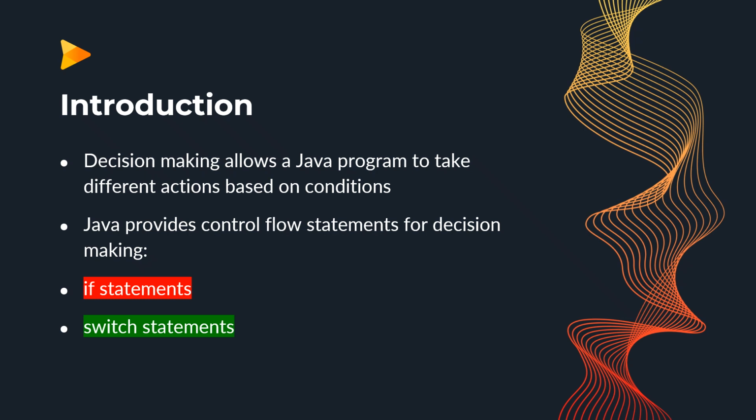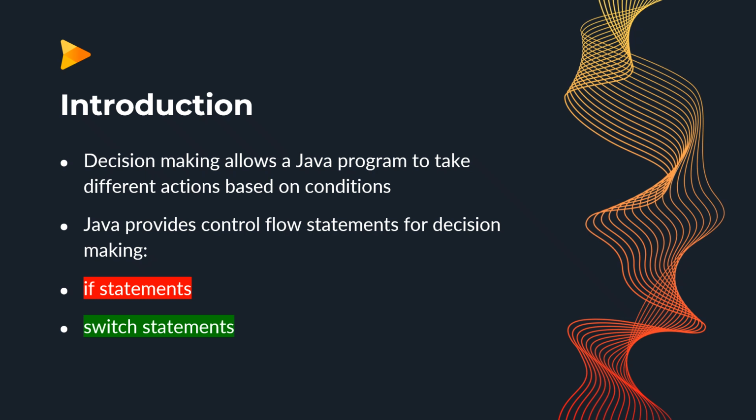Decision making allows a Java program to take different actions based on conditions. As its name suggests, it will decide which task we have to perform. As in our daily life, we also take decisions. Like in our 12th standard, we were confused about what to take, math or biology as a subject. So we take different types of decisions in daily life, and a computer also takes different types of decisions in programming.